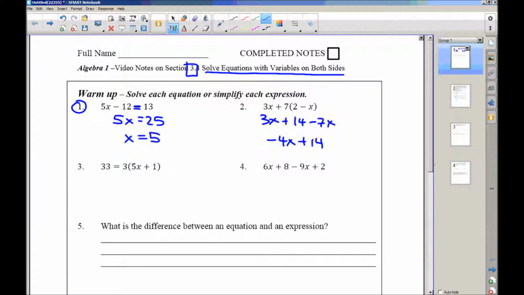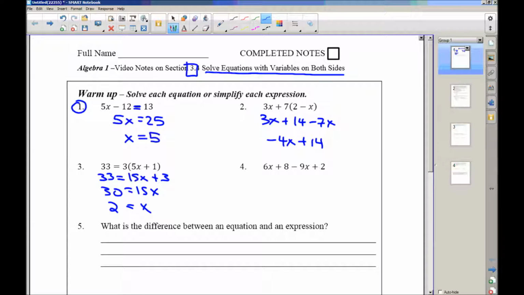Number 3, this is an equation. On the right side here, we have to do some distributive property first to help us out. I'll go ahead and multiply 3n to make 15x plus 3. And then I'll subtract 3 from both sides. Another two-step equation now. It's going to be equal to 15x. And then divide both sides by 15 to get 2.